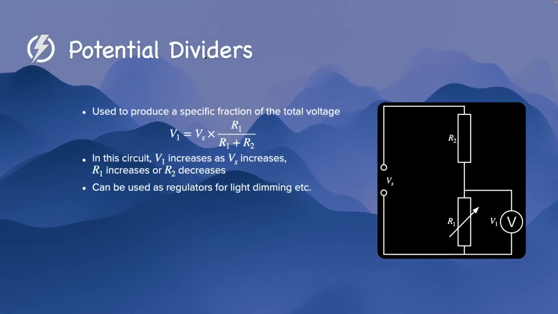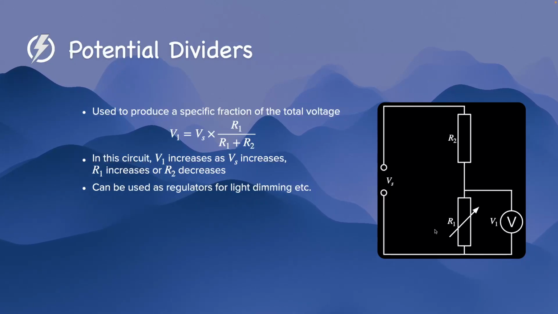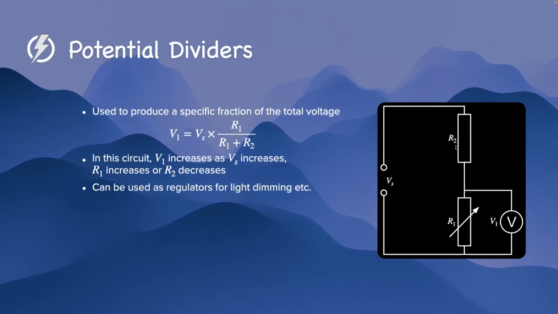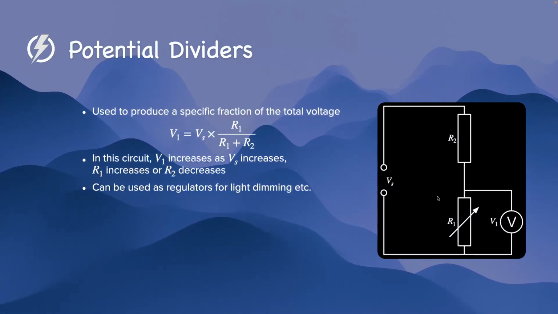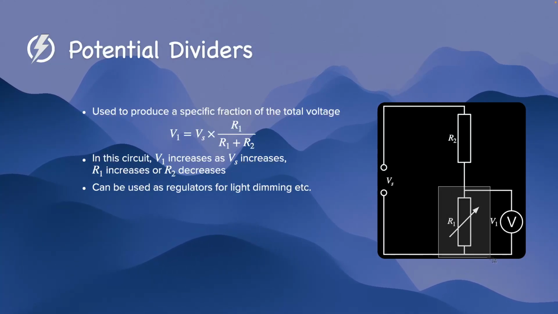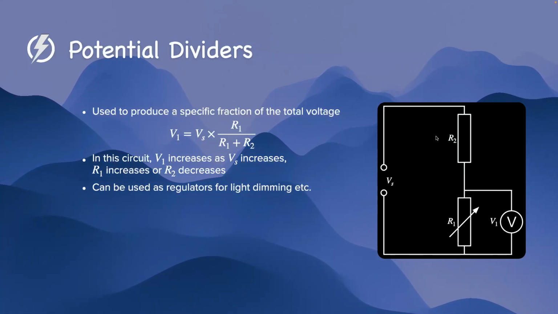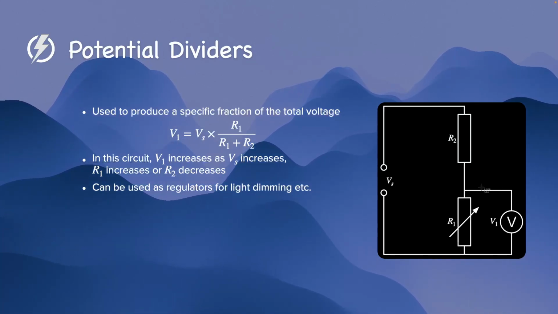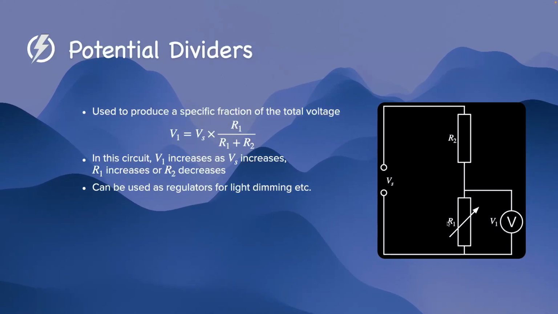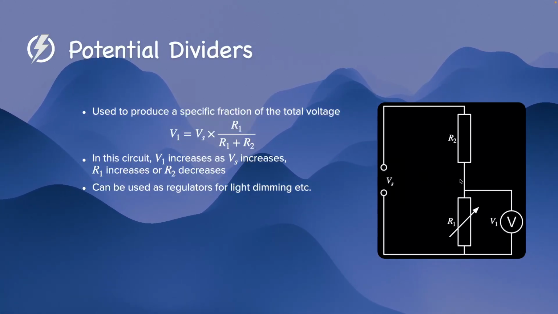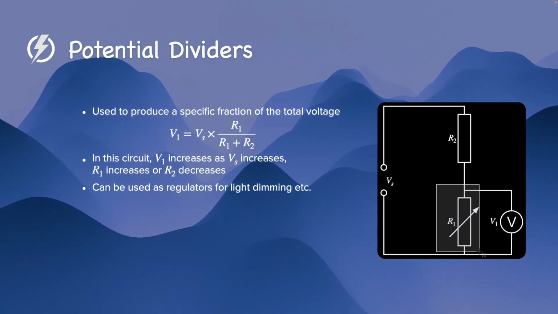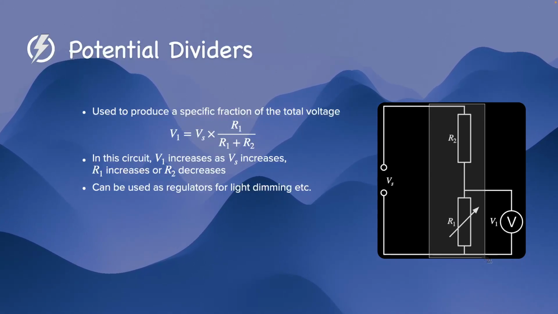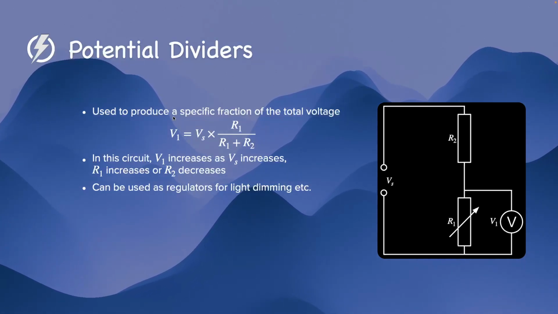Potential dividers are a special kind of circuit which are used to divide the voltage or distribute it across multiple areas. So for example, if you have one resistor here, and this, by the way, is your variable resistor that you can regulate, and this is a normal fixed resistor, the voltage passing through this voltmeter right here would be the source voltage multiplied by the resistance of this over the resistance of all of the components in this series. So here's the formula.